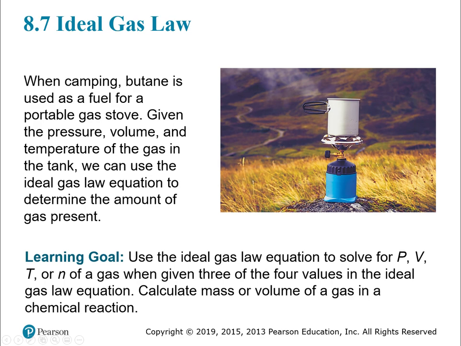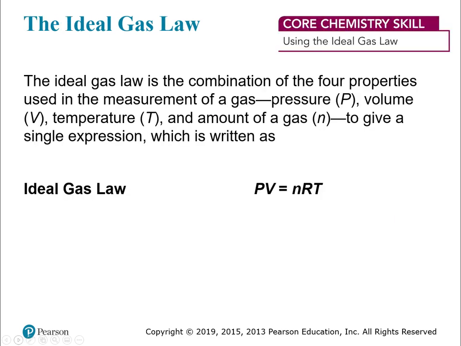We're going to add on another gas law. This is the ideal gas law. This time, we're including all the variables: pressure, volume, temperature, and the amount, which is moles. So the ideal gas law, PV equals nRT.